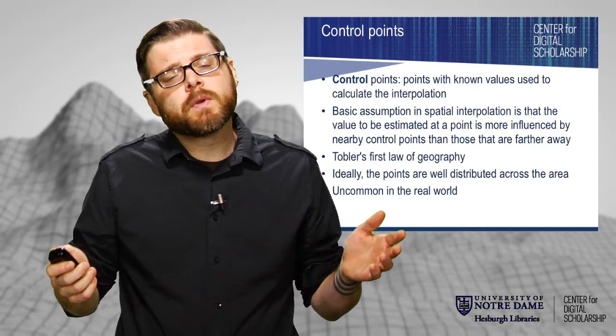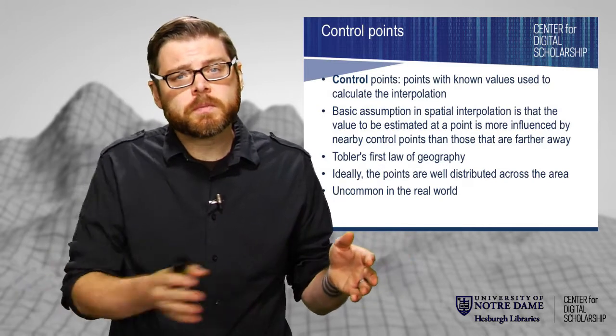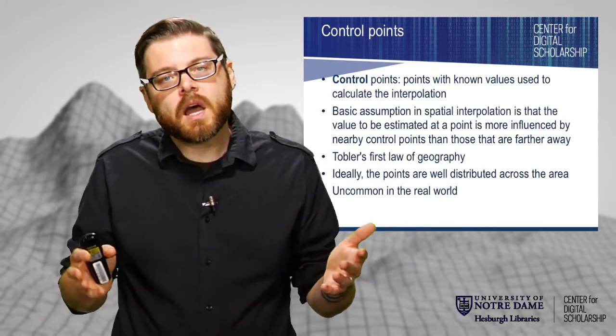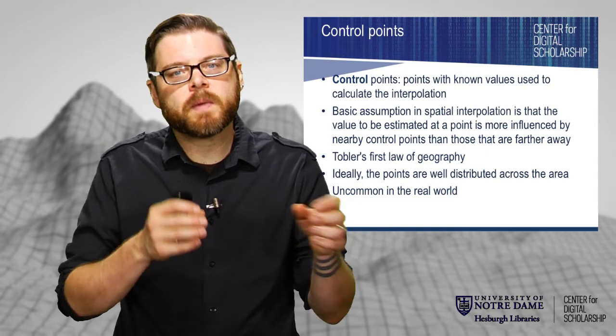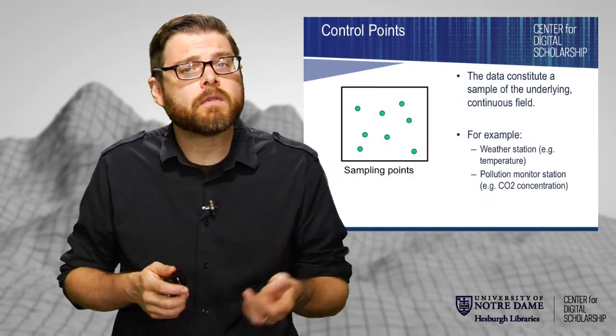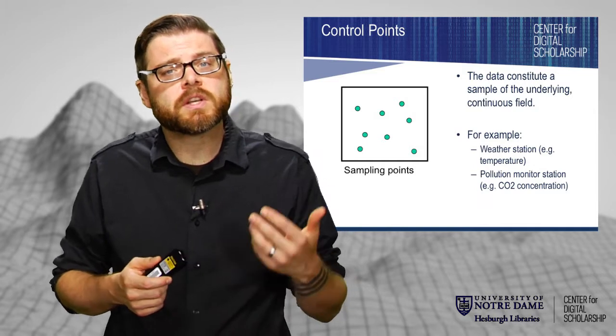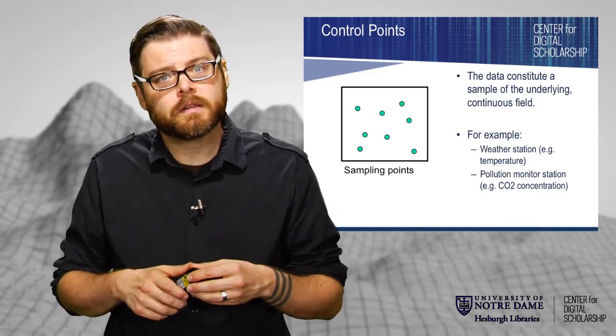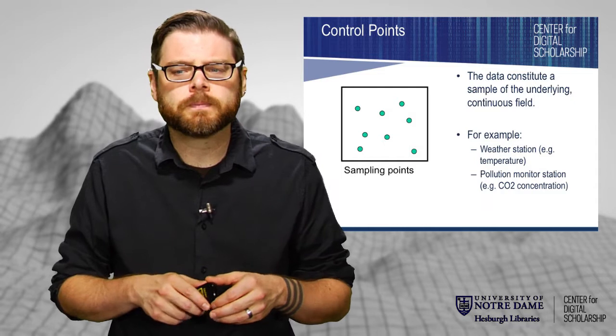So ideally, when we're doing an interpolation, we have points that are well distributed across the entire area. This is not always super common. Sometimes you have little spots in one place and less elsewhere. And there are some mathematical ways to overcome these. Some of the different interpolation algorithms are better for less well-distributed data than others.